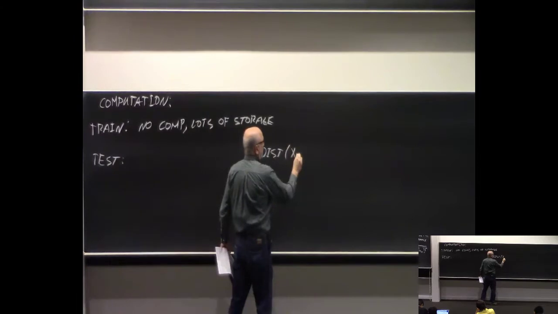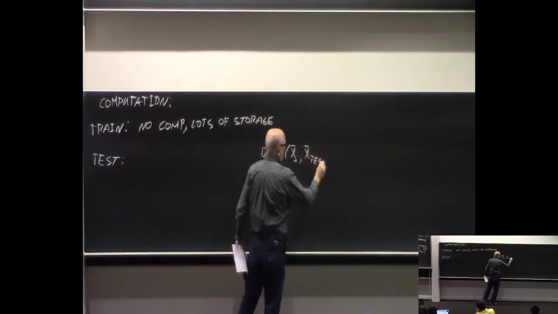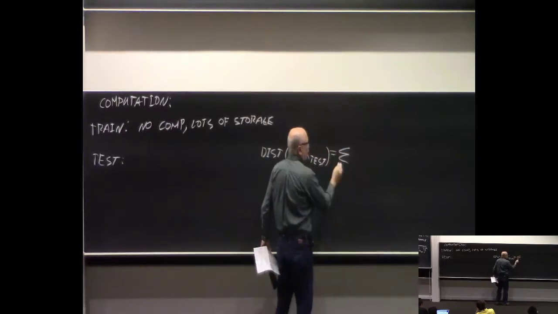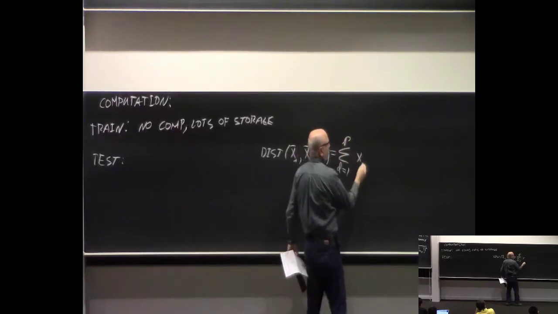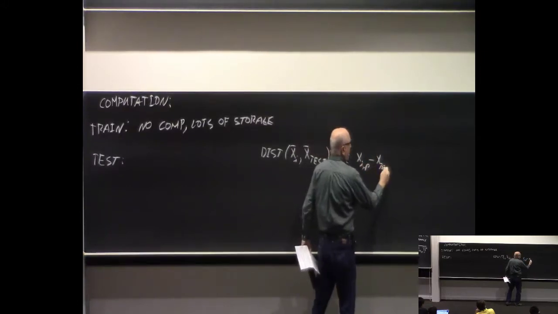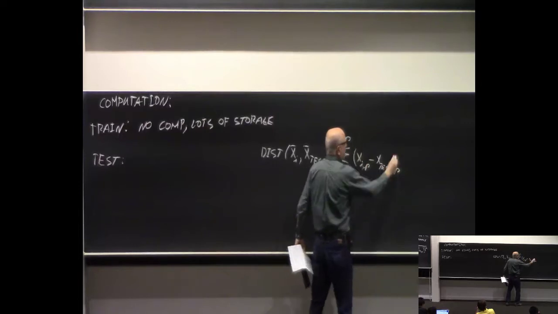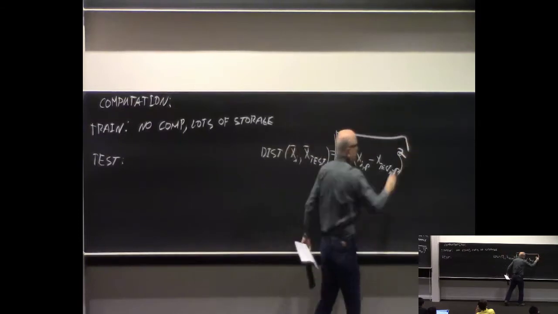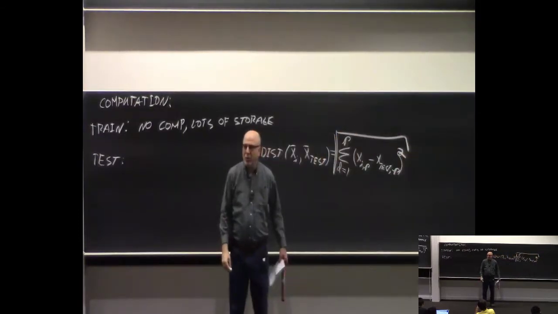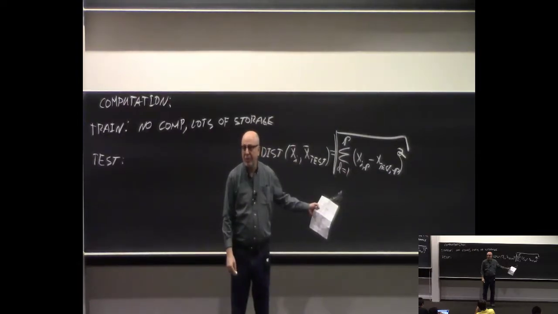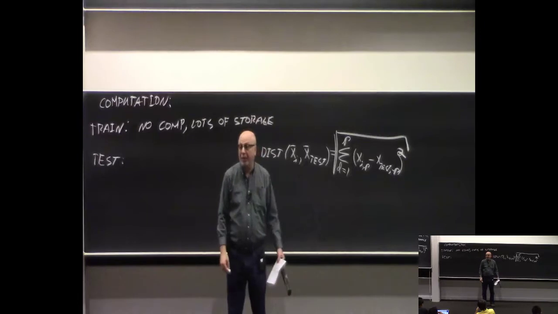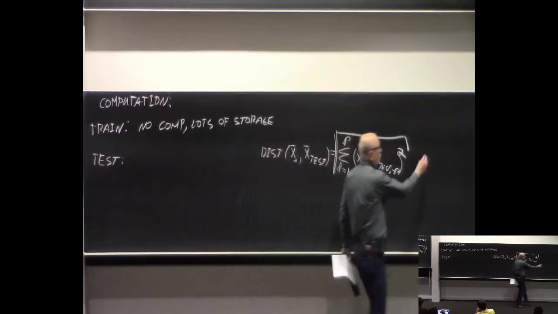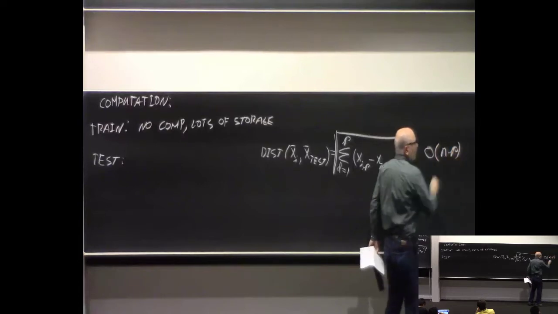Distance from xi to x test is a sum over all the dimensions, d goes from 1 to p, of the square distance from xi, comma p, to x test, comma p, squared. And then we have to take a square root of that. We have to do that for every one of our training examples. And this is computation of order p. So it would be order n times p computation.